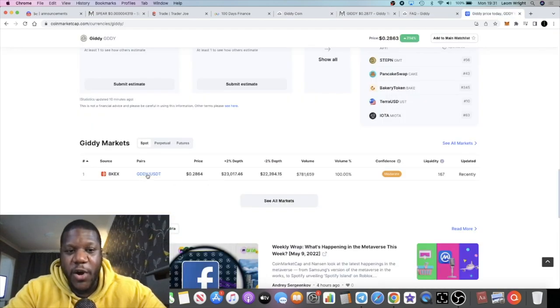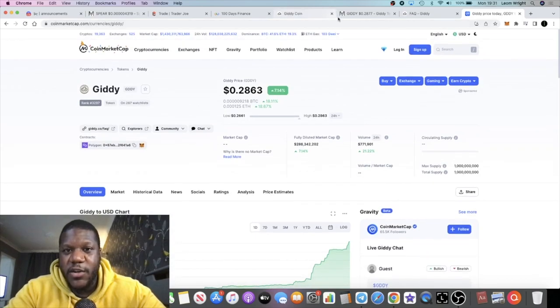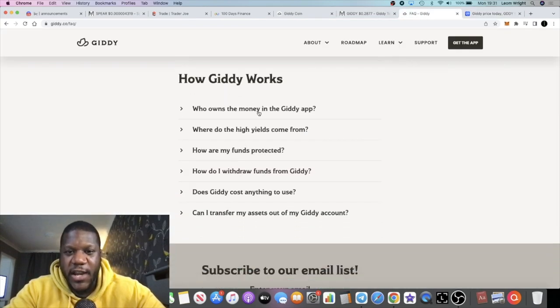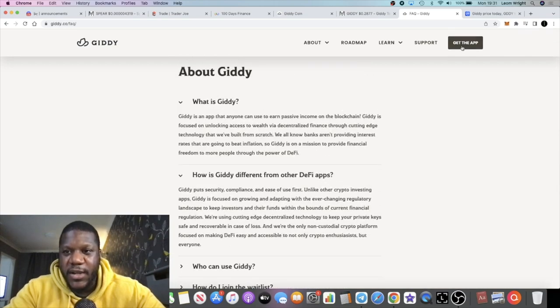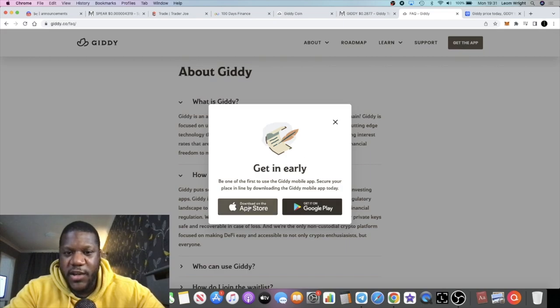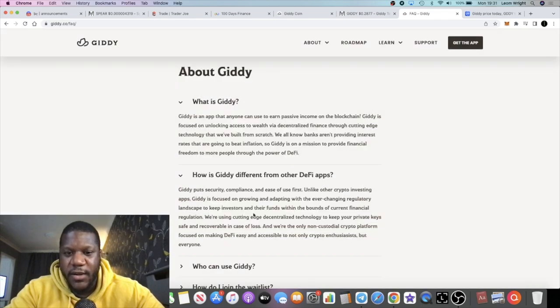It's also available on BKEX. Well, like I said, you can buy this on SushiSwap. That's where I bought it, storing the tokens in my own MetaMask wallet and so on. Let's look at how Giddy works. So who owns the money in the Giddy app? Because like I said, they've got an app coming out. You can download it on the App Store or Google Play, guys.